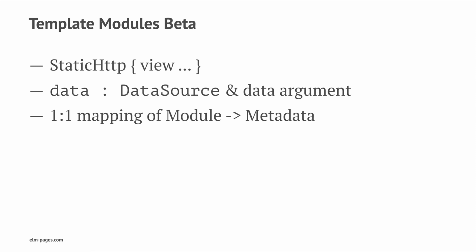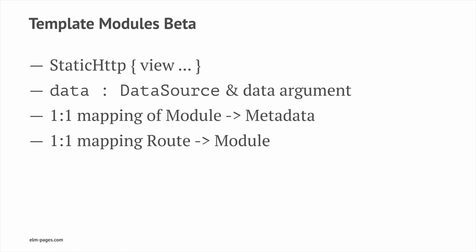But some things to change that I've learned for 2.0 that have evolved from the original template modules beta are: instead of saying a particular template module maps to a type of metadata, like a blog metadata or a page metadata, it is a one-to-one mapping of this route, Page.Index, Page.Blog.Slug_, Page.Repo.Name_, that route maps one-to-one to a given module. So if you know the route, you know the module. If you know the module, you know what routes to expect. So that's working a lot better.